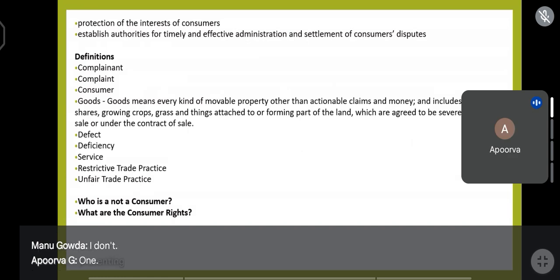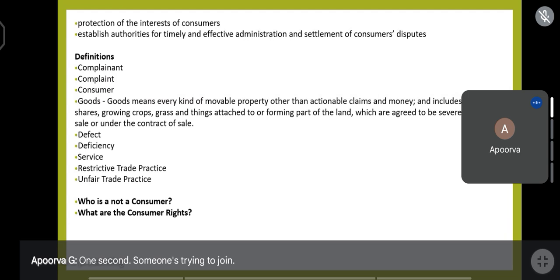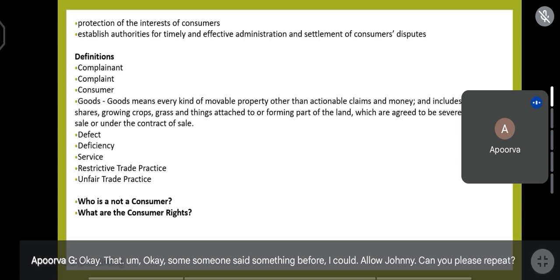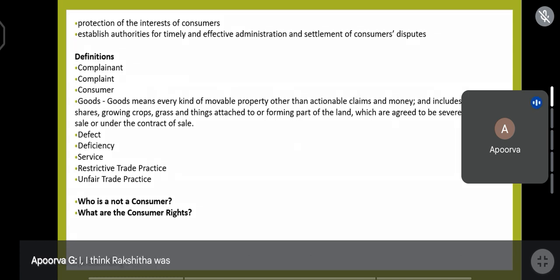One second, someone's trying to join. Done. Okay, someone said something before I could allow Janvi in. Can you please repeat? I think Rakshita was saying something.